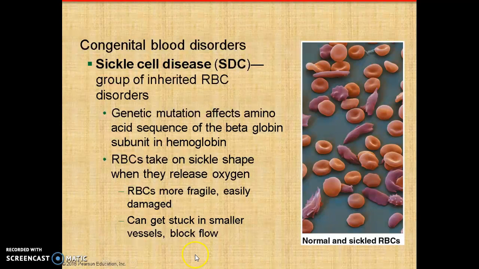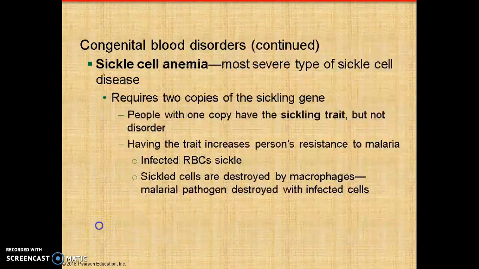A congenital blood disorder is sickle cell disease. It's a genetic mutation. It affects one amino acid in each of the beta chains of hemoglobin. And under low oxygen conditions, the red blood cell will take on that sickle shape. So those purple cells there are misshapen red blood cells. They can easily get stuck in joints and capillaries and reduce blood flow.